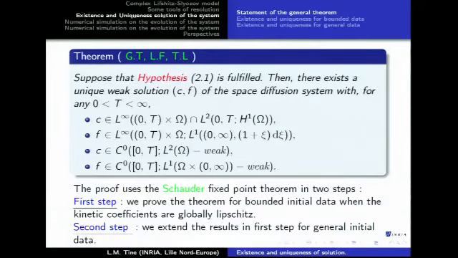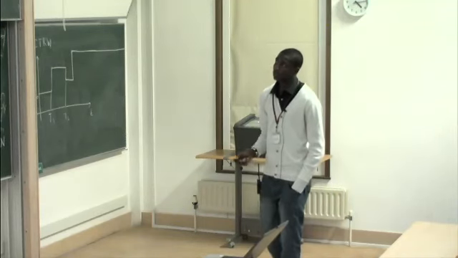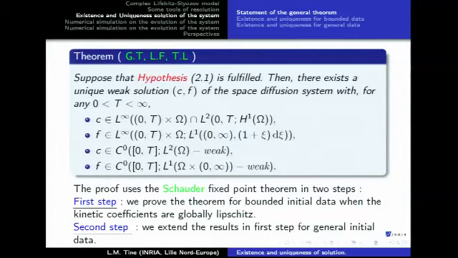Now we have some results on the advection and on the parabolic equation. Now we can state our main theorem on our system. Let's suppose our hypothesis 2.1 is fulfilled. Then there exists a unique weak solution C, F of the space diffusion system, for T finite, where C and F fulfill the following regularity. For the proof, we use the Schauder fixed point theorem, and we do this by following the two following steps.